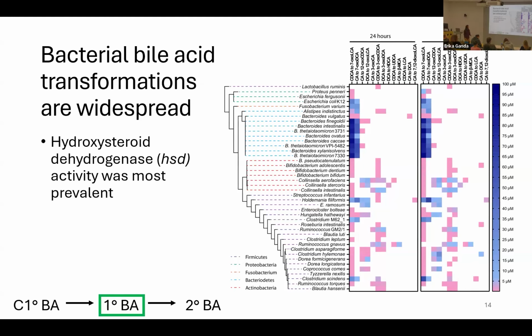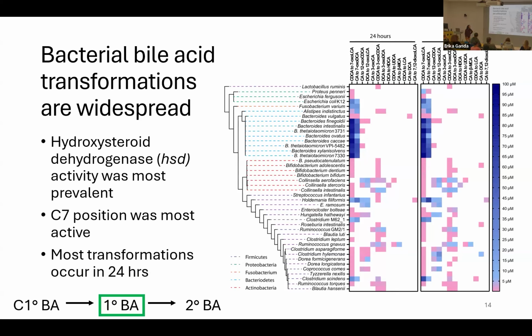And what we learned from this experiment was that in our set of species and our environmental conditions, hydroxysteroid dehydrogenases were the most active enzymes. And they were most active on the C7 hydroxyl group, like I showed in my example of bile acid transformation pathways. In addition, we saw that most transformations occurred within 24 hours with just a little bit higher concentrations of transformed bile acids by 48 hours. And I'm not showing the data here, but it didn't really make a difference whether the bile acids were alone or mixed. These patterns were consistent across the experiments.